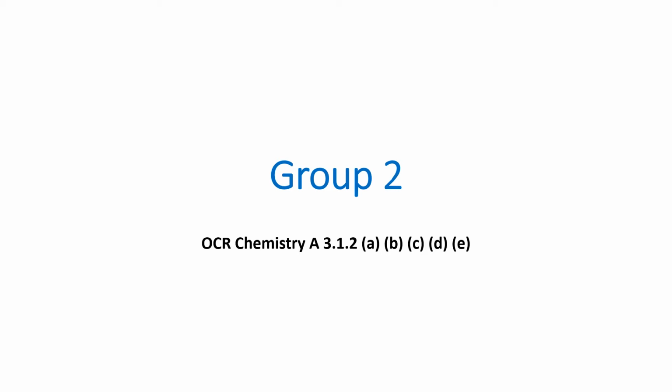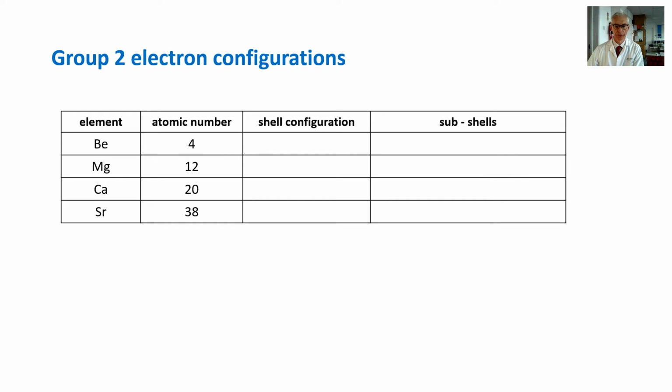Group 2. Starting with the basics, electron configurations. Here are the first four elements: beryllium, magnesium, calcium, strontium. Their atomic numbers. Write electron configurations in terms of shells for each of those four and then as subshells. Pause the video, complete the task, come back when you are ready to check your answers.